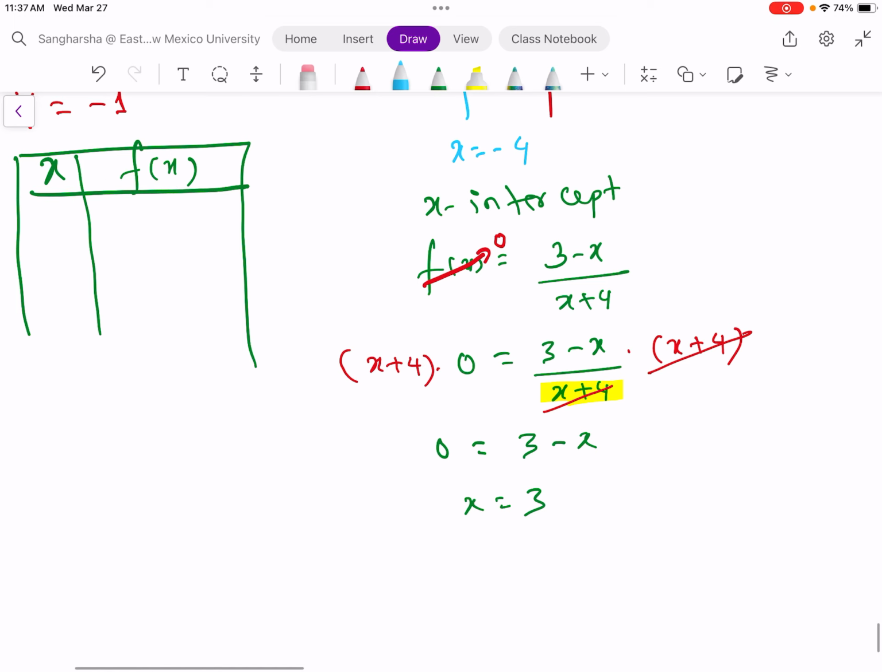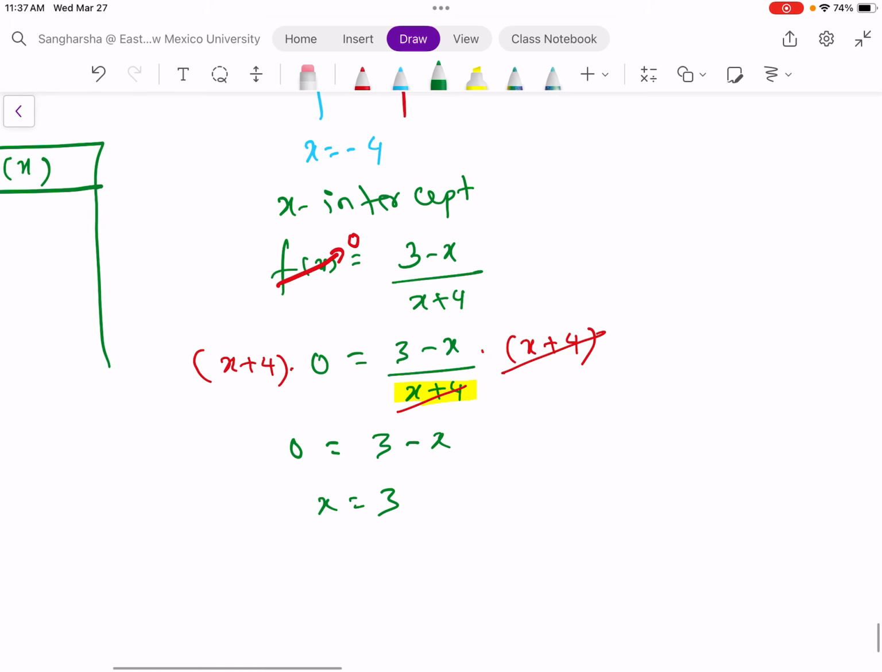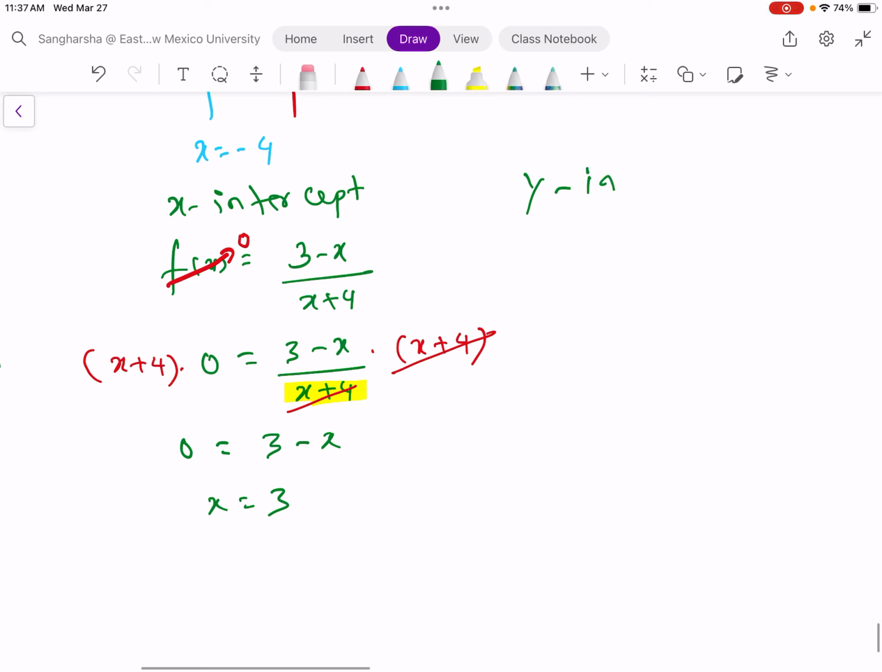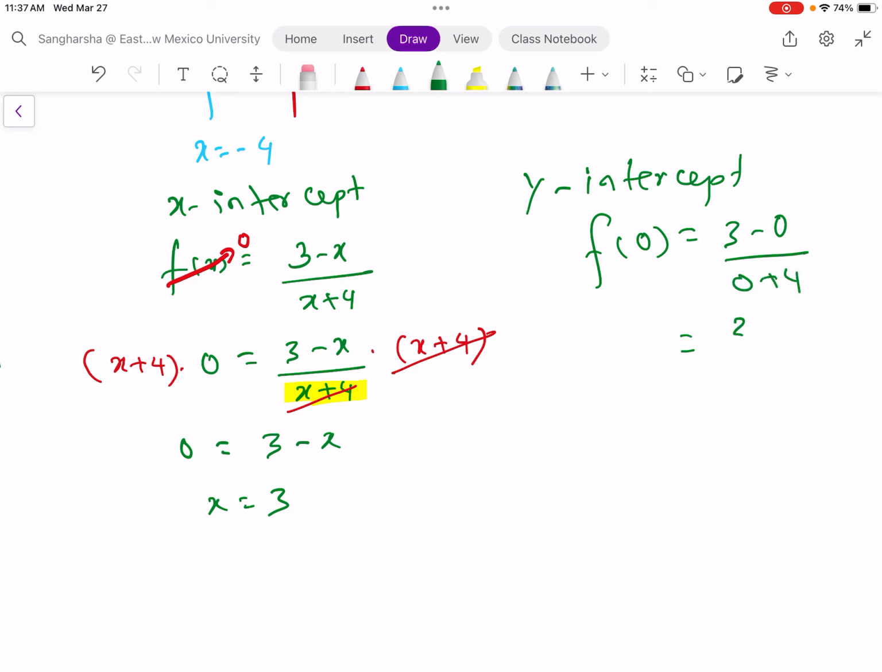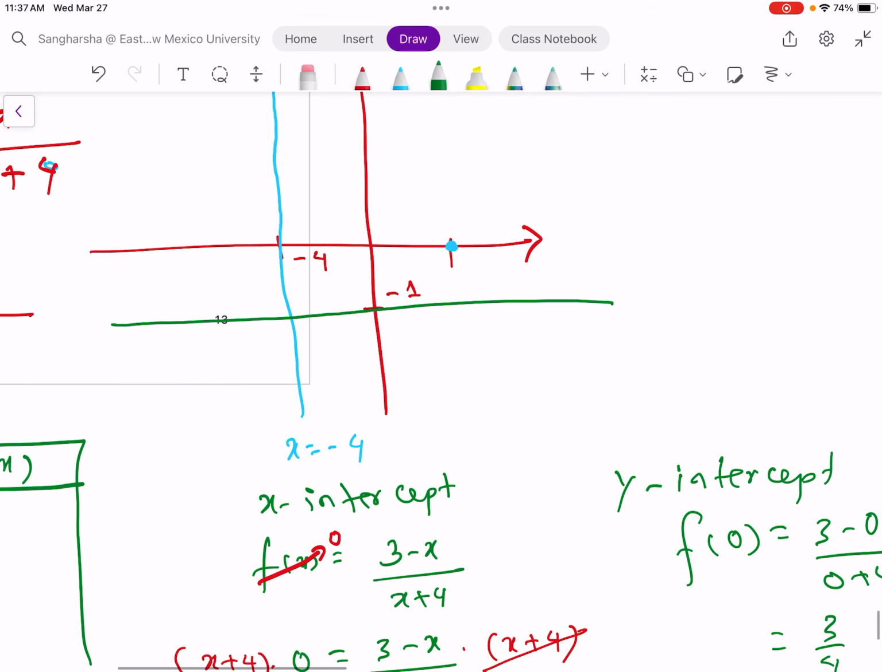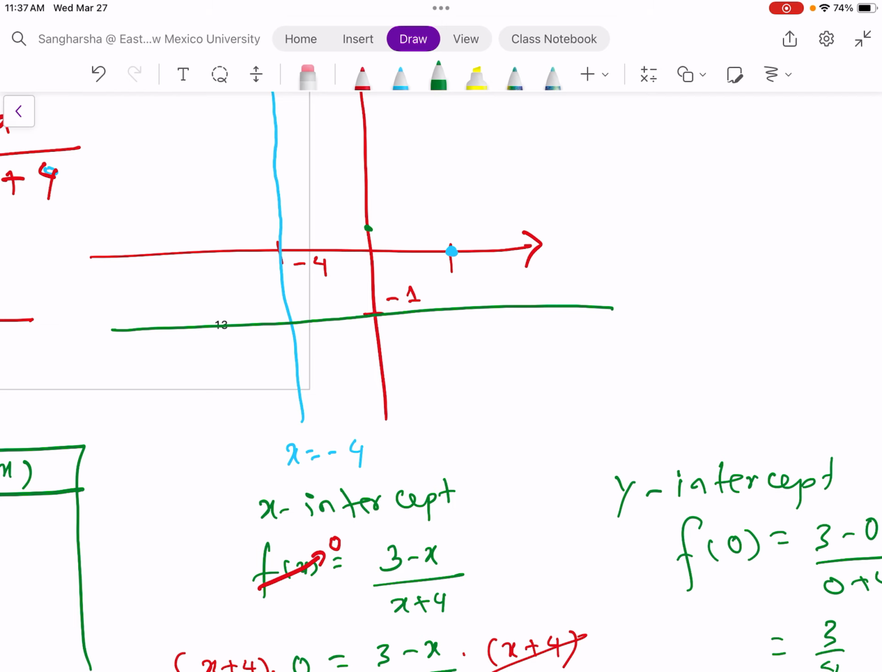Now let's find the y-intercept. And how do we find the y-intercept? In order to find the y-intercept, we substitute 0 for every x. So we have f of 0 equals 3 minus 0 divided by 0 plus 4. So we have 3 over 4, that is 0.75. Okay, so 0.75 is the y-intercept. So 0.75 is somewhere here.